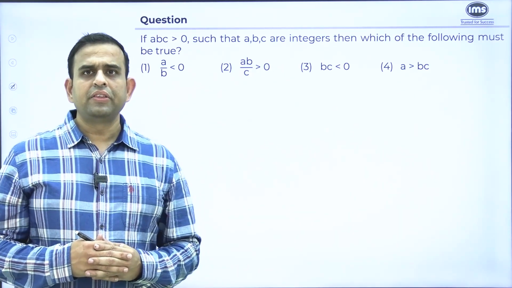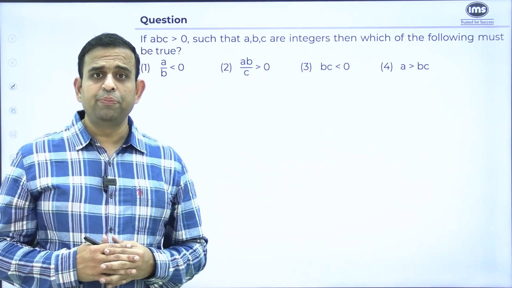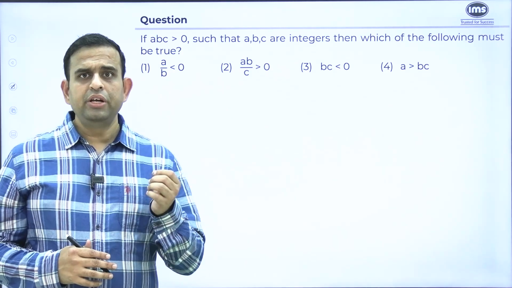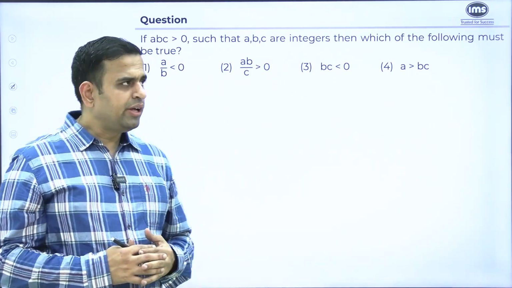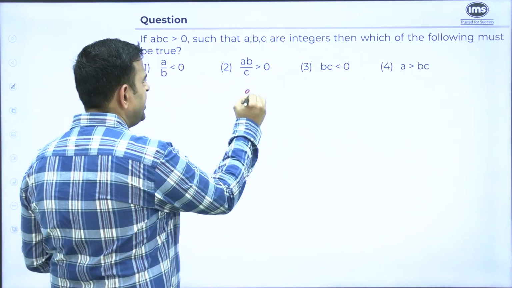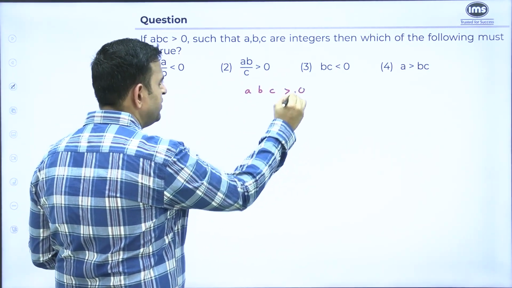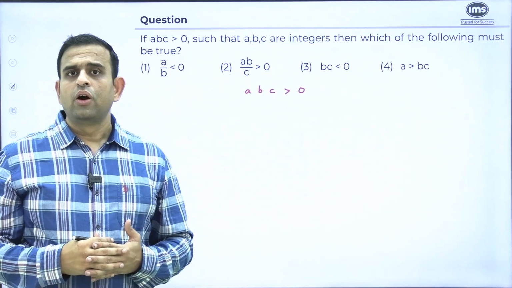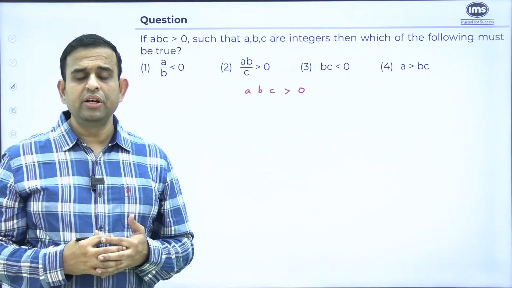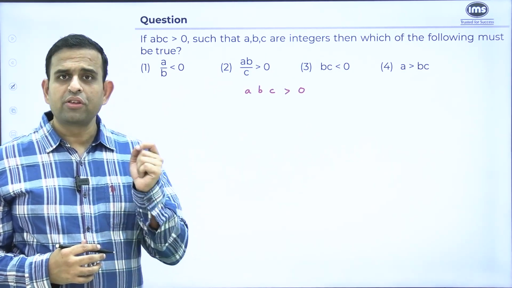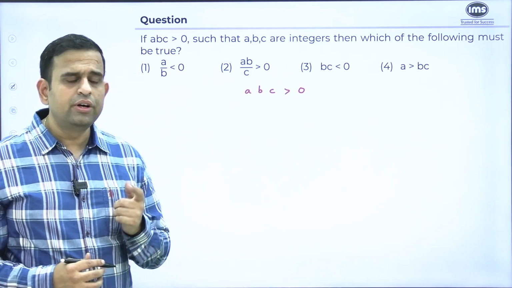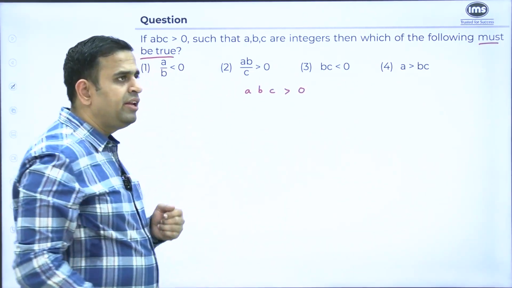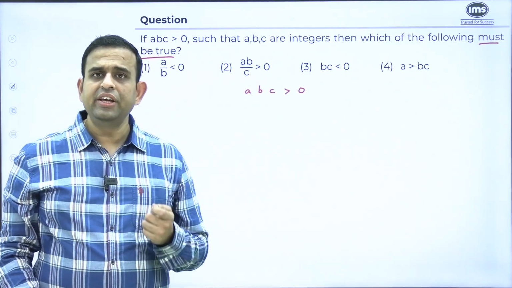In the next sum, it is given that if A into B into C happens to be positive, such that A, B, C are integers, which of the following must be true over here. And understand over here, when we say the product of three numbers A into B into C is positive, this basically is going to happen when none of them happens to be a negative integer, or when two of them happen to be negative integers. And please note, for this particular question, the most important keyword happens to be nothing but this particular part, must be true, which basically means something which has to be true in each and every scenario.